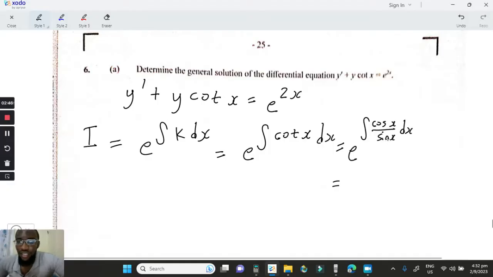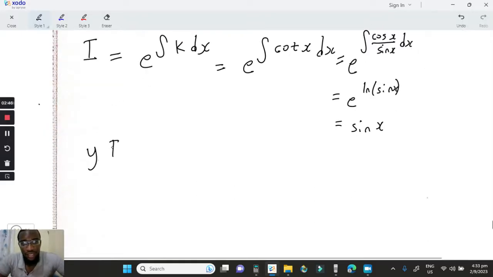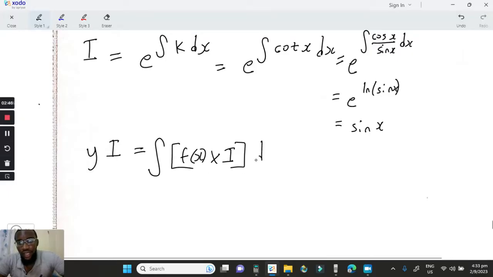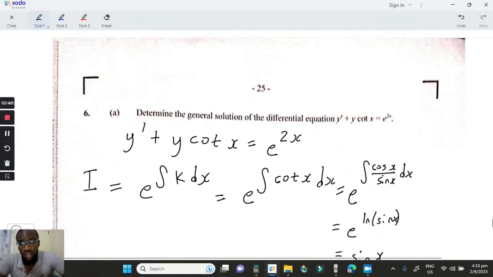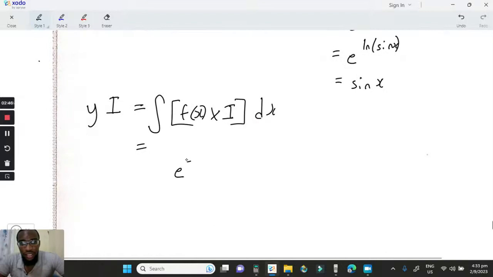And since the derivative of the denominator is in the numerator, it's ln of the denominator. So it's e^(ln sin x). And then e and ln cancel each other, so our integrating factor is sin x. So now the solution is y times our integrating factor equal the integral of the function of x times your integrating factor dx. In that case, the function is e^(2x). So e^(2x) times your integrating factor sin x, that's equal to y sin x.